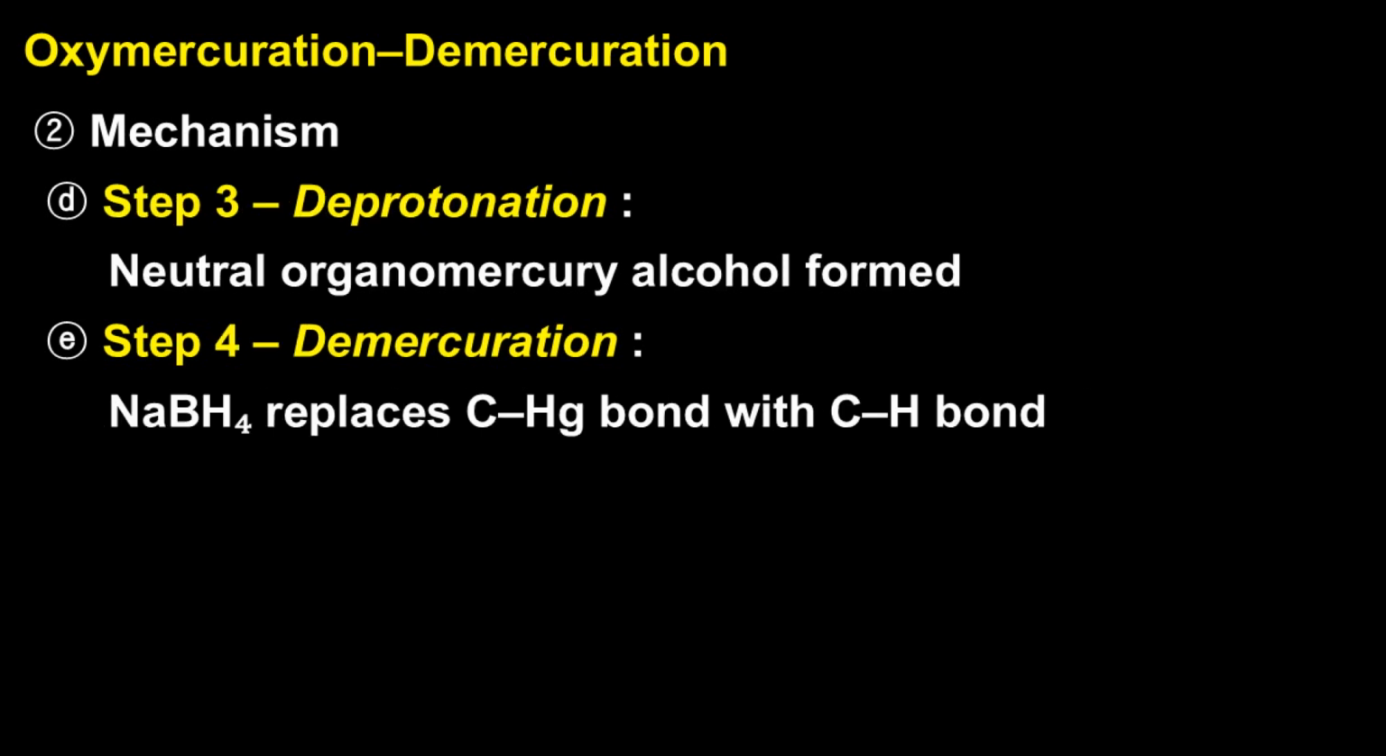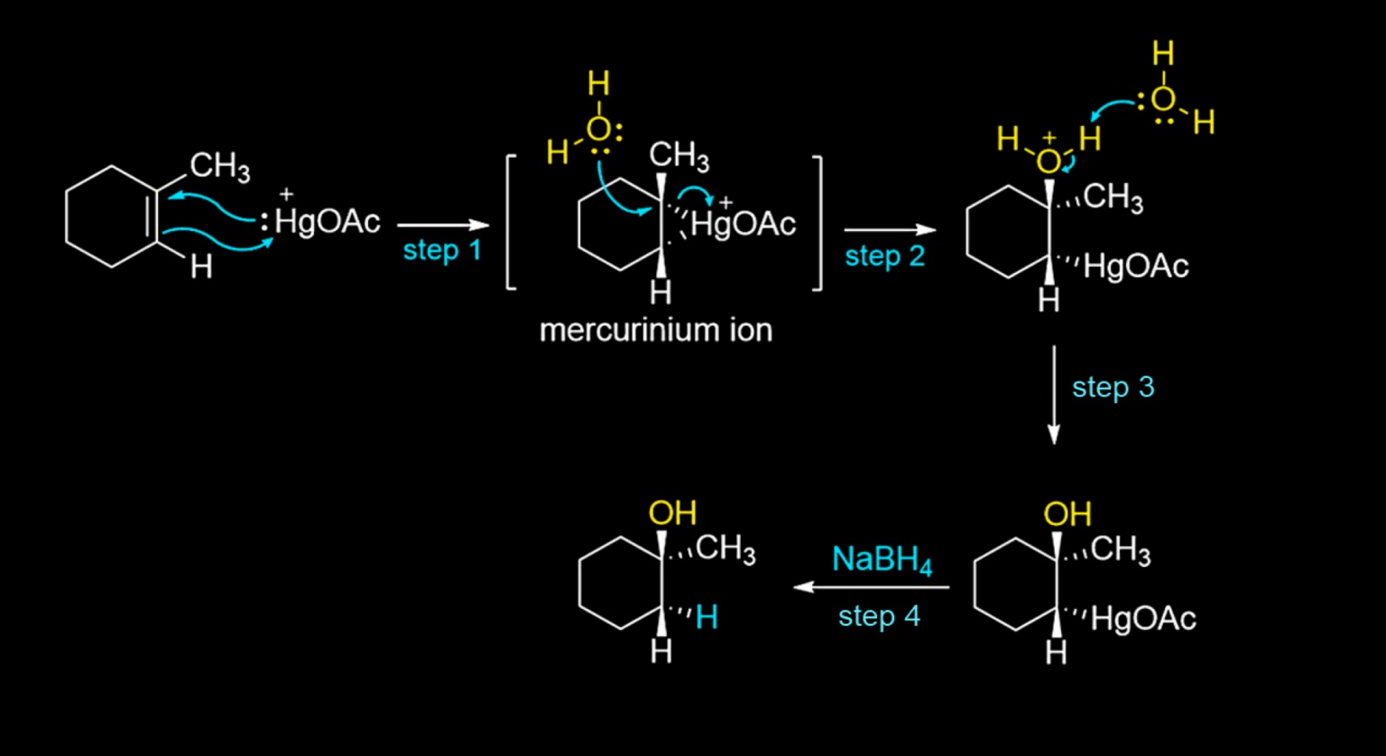Then, in step 3, we lose a proton, and that gives us a neutral organomercury alcohol. And in step 4, we move on to demercuration. We treat the compound with sodium borohydride, which swaps the carbon-mercury bond for a carbon-hydrogen bond. So by the end of all this, the mercury is completely gone, and what we're left with is the final alcohol product.